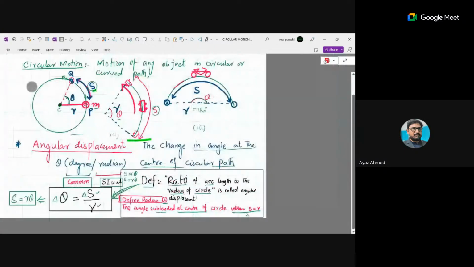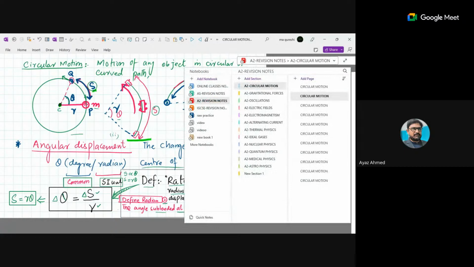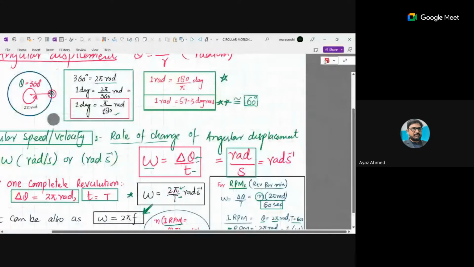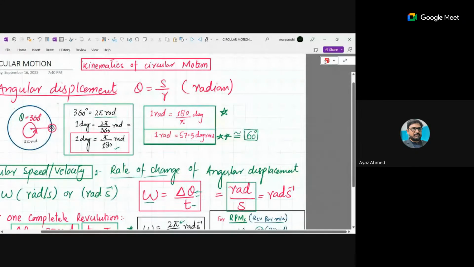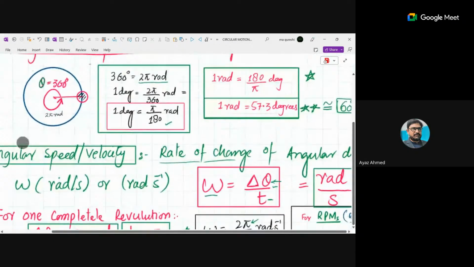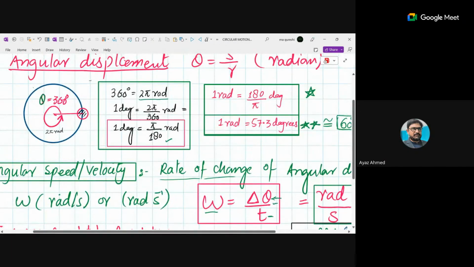Now I'm going to move to the next aspect of circular motion, that is the calculative area of circular motion. It's about how to relate the units of circular motion and angular displacement, which are commonly used in our daily life. Overall, this topic is called the kinematics of circular motion, because I will talk about angular velocity and all that. Here we know that for one complete revolution, the angle subtended at the center of the circle is equal to 360 degrees, which is equal to 2 pi radians.